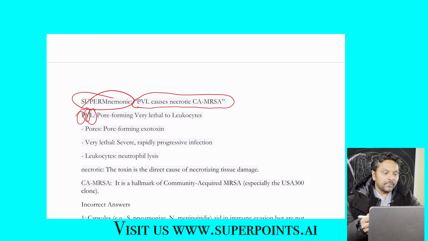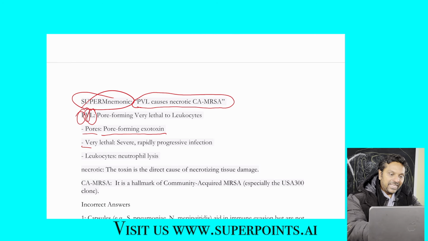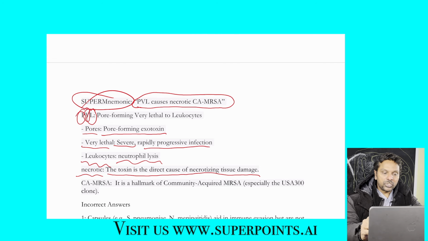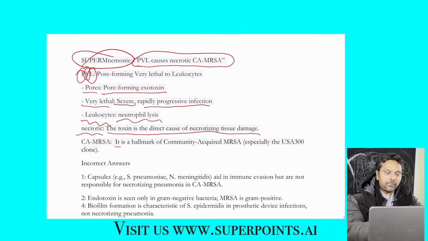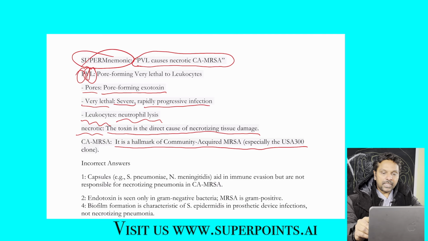What is PVL doing? Pore forming exotoxin, very lethal. As I told you, it is destroying the lungs, causing severe, rapidly progressive infections, and leukocyte, neutrophil lysis. So it's necrotic. The toxin is the direct cause of necrotizing tissue damage, and it is a hallmark of community acquired MRSA, especially the USA 300 clone.